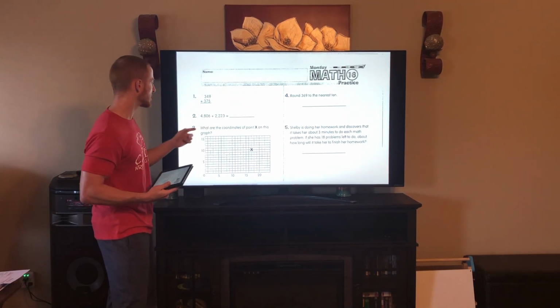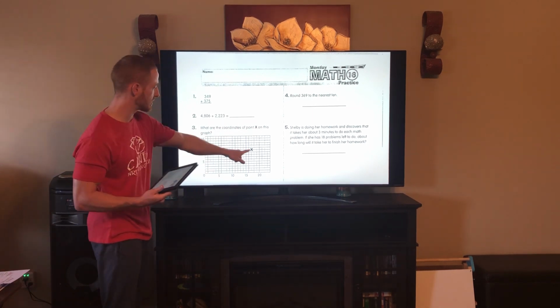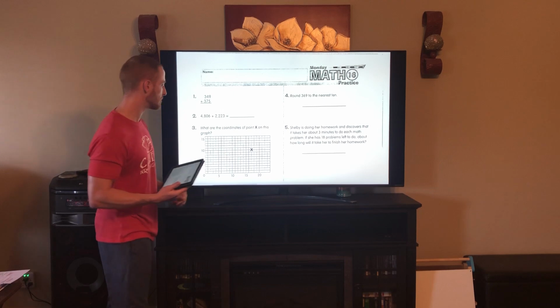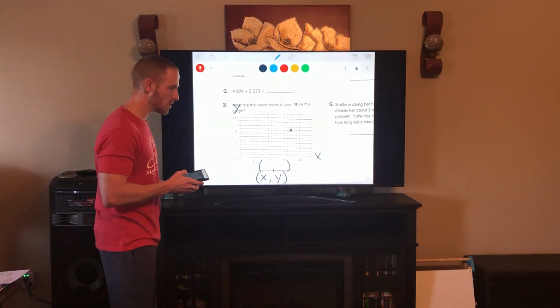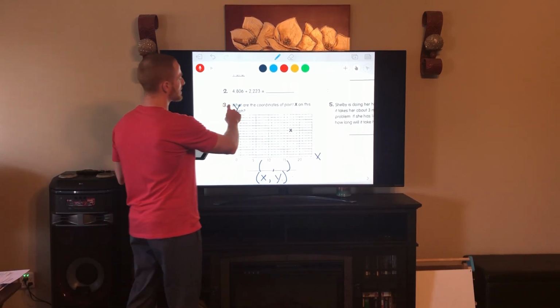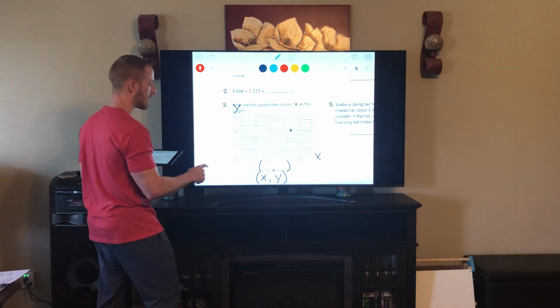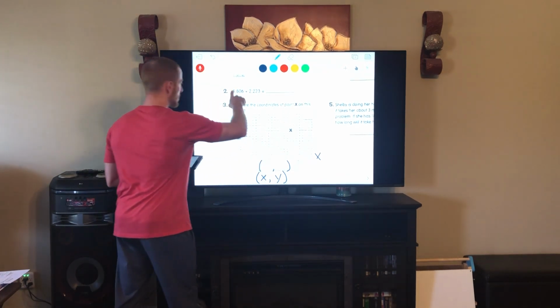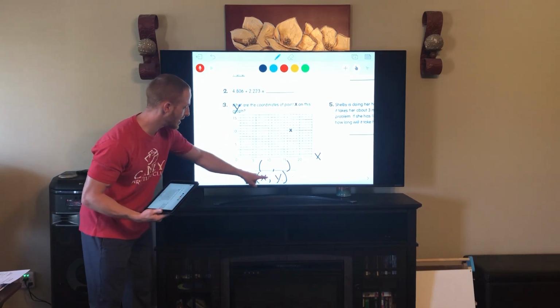Number 3, it says what are the coordinates of the point X on this graph. So this little X here is representing some coordinates on this graph here. And to kind of review that, I brought this up and it says what are the coordinates of the point X on this graph. So we have our X and Y plot, X going this way, Y going up and down, and then I have also put that underneath your answer right here.